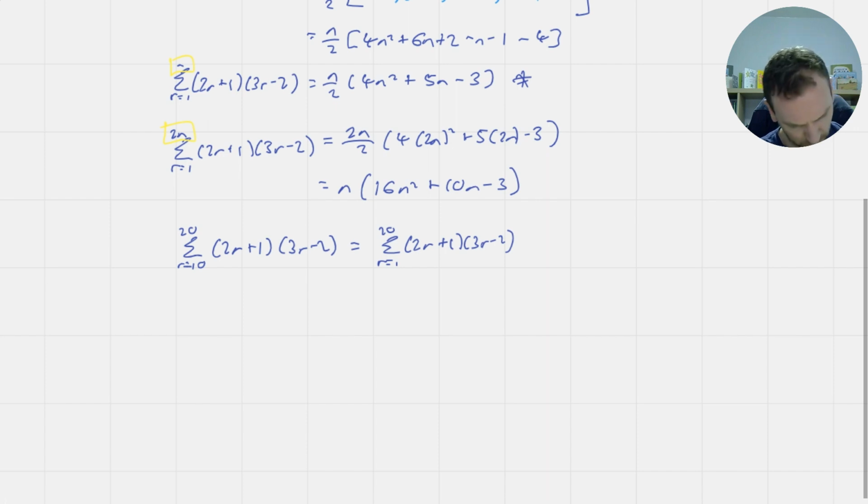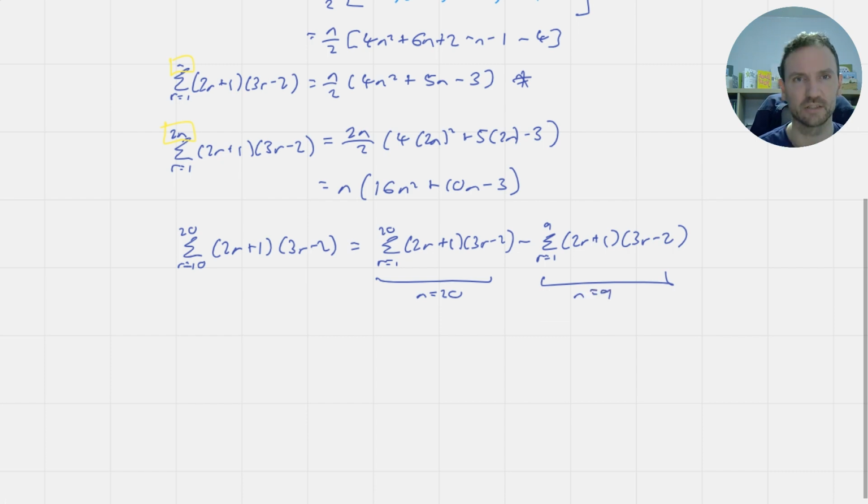But what do we want to get rid of? Well, hang on, this is doing 1, 2, 3, 4, all the way up to 20. But we only want to start our answer at 10. So we want to get rid of 1, 2, 3, 4, 5, up to 9. It's very tempting to do up to 10, but we only want to get rid of up to 9. So we're going to subtract the sum from r equals 1 to 9 of that. And I'm not going to worry about subbing in at this point because you should be happy here. But all we're going to do is sub in n equals 20 into our original result, and then sub in n equals 9 into our original result, and do one, subtract the other.